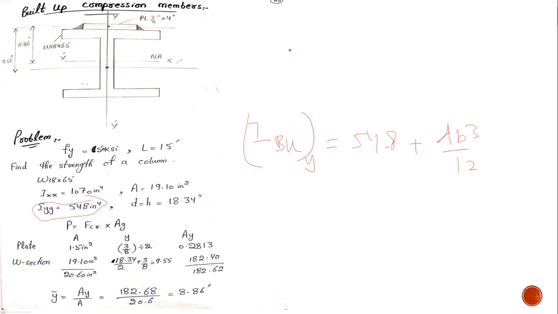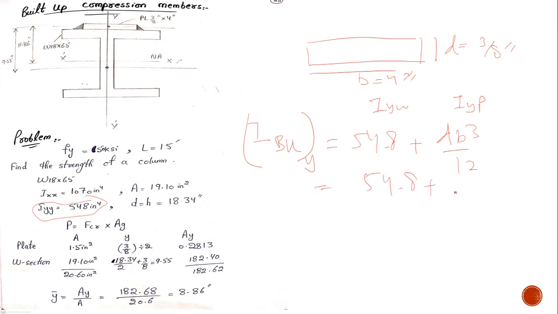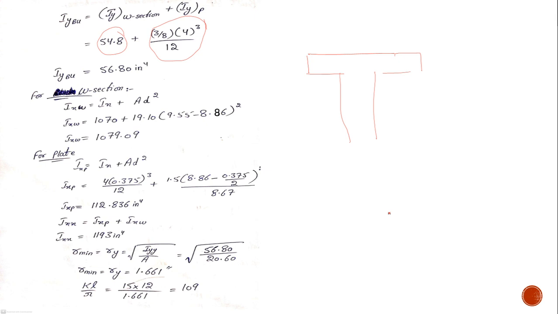This is your plate. This is Iy of the W section. This is Iy of the plate. This is d, and this is b. And b is given as 4 inches here, and d is 3/8 inches. So 54.8 plus 3/8 multiplied by 4 cubed divided by 12. You'll find the value comes out to be 56.80 inch to the power 4, because it's a second moment of area.